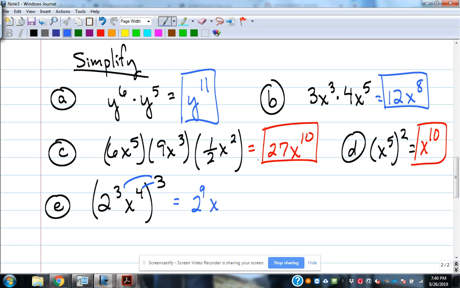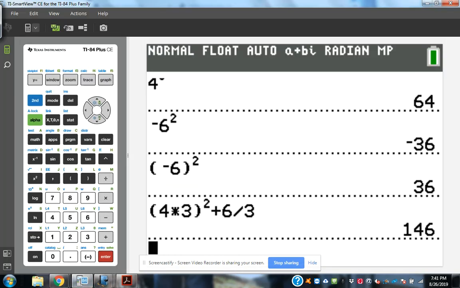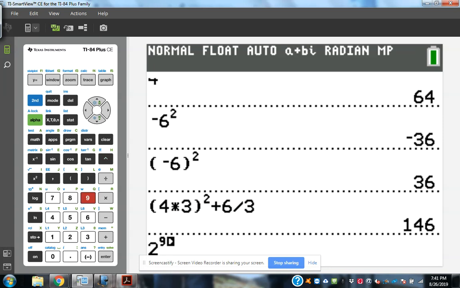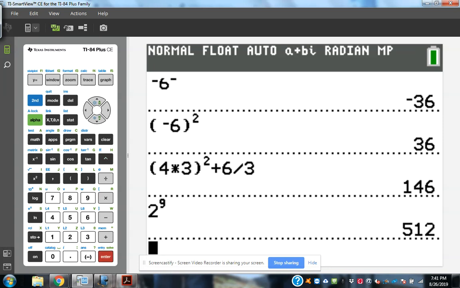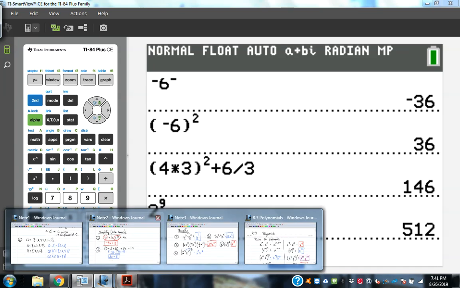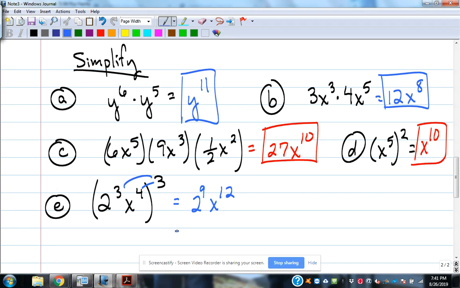4 times 3 is not 4. 4 times 3 is 12. So 2 to the 9th and 8 to the 3rd are the same number. I don't have my 2 to the 9th memorized, so I'm going to get a little help here. 512. Should have known that. Pretty common number. 512 x to the 12th.